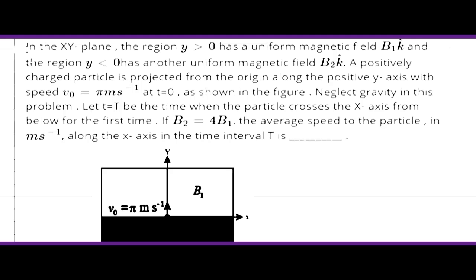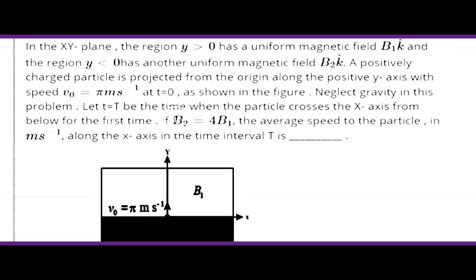Hello dear students, the question is: in the xy plane the region y greater than 0 has a uniform magnetic field B1 k cap and the region y less than 0 has another uniform magnetic field which is B2 k cap. A positively charged particle is projected from origin along the positive y axis with speed v naught equals to pi meter per second at t equals to 0. As shown in the figure, neglect gravity in this problem. Let small t equals to capital T be the time when the particle crosses x-axis from below the first time.